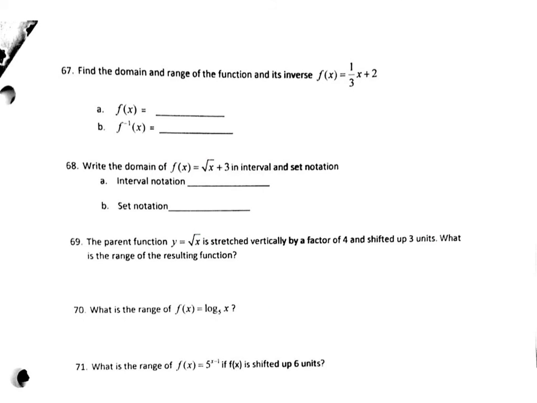Now, domain and range of an inverse. If you remember finding an inverse, there's a couple steps. First, we remember f(x) is the same thing as y. So we'd have y equals 1/3 x plus 2. And then your second step, we need to switch the x and the y and then solve for y. And then what I would do is I would graph both of these, and then that way you can see what your domain and range would be for them.